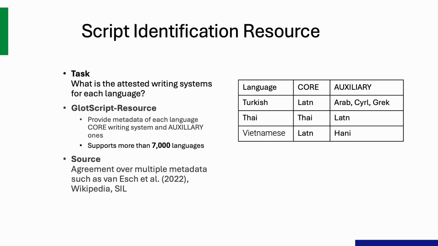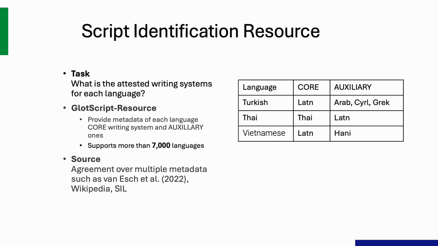It's metadata for each language that provides two different categories of the writing systems supported by that language. We called one of them core, which is the official and most used scripts in that language, and the other one auxiliary, which might be scripts that have been used in the past, or adopted by religious books, or maybe the social media community uses it.